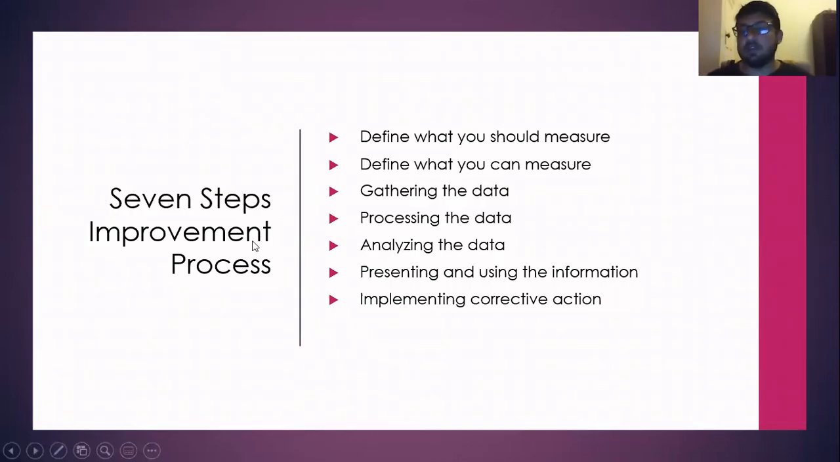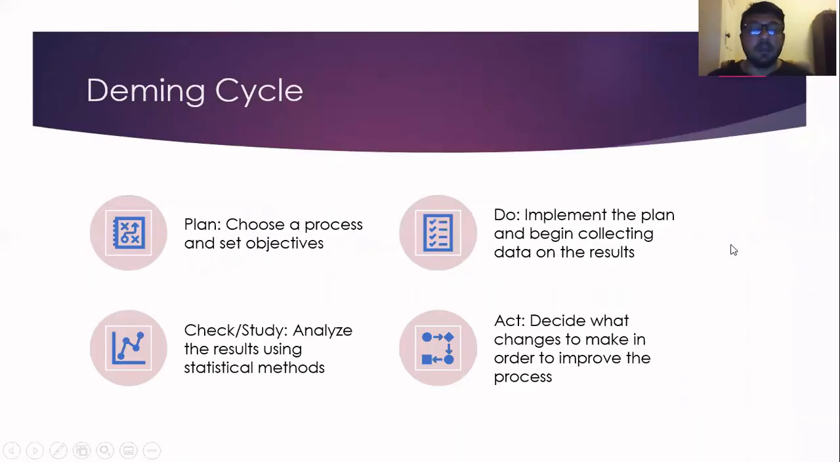The Amazon Web Service actually depends on the seven steps of the improvement process. First one is define what you should measure, and then define what you can measure, and gathering the data, and then after that you have to process the data, then analyze the data, and presenting and using the information, and implementing corrective action.